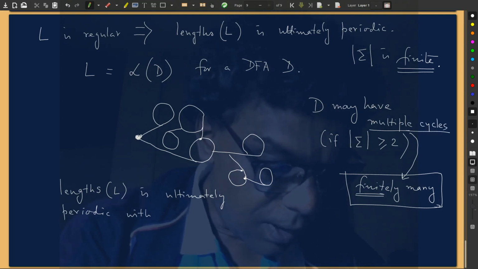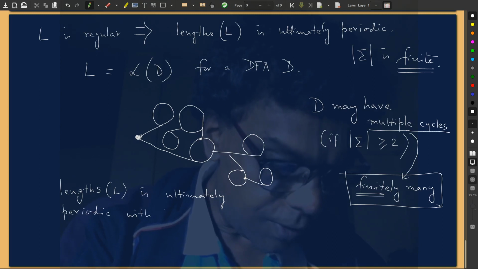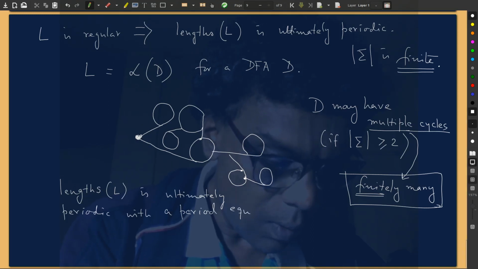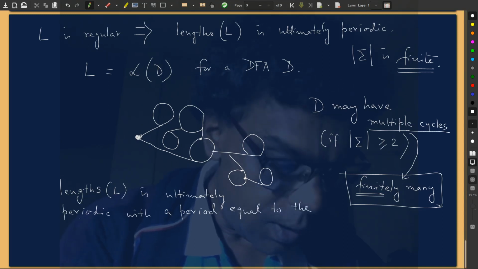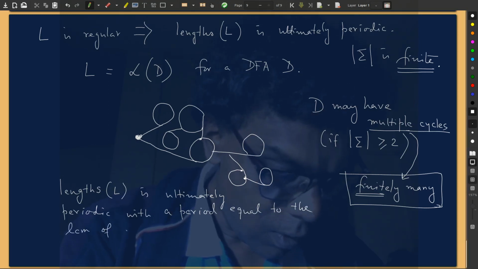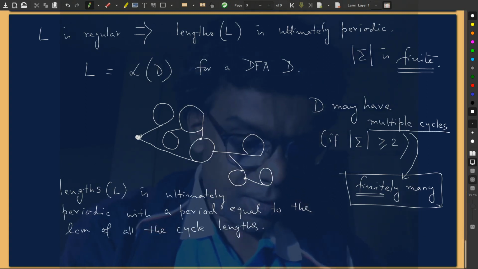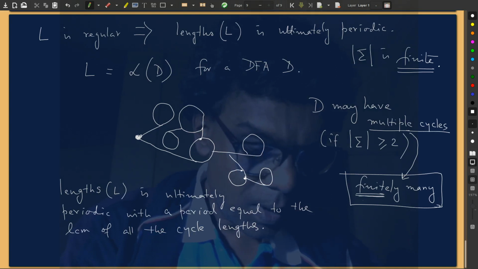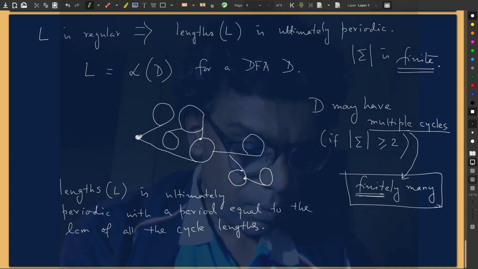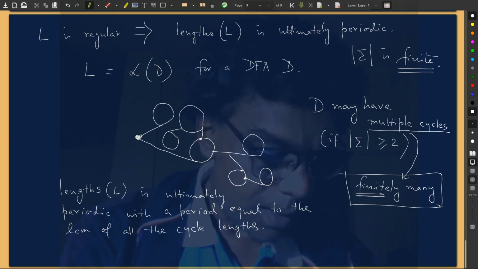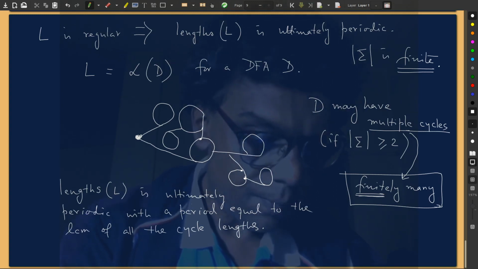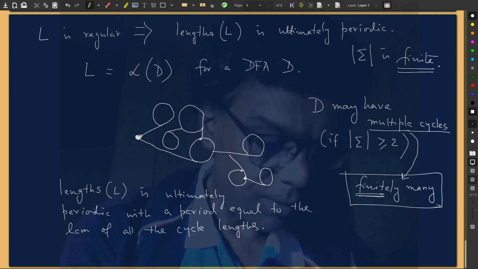Length of L is ultimately periodic with a period equal to the LCM of all the cycle lengths. Since there are finitely many cycles, and I take an LCM of all these finitely many positive integers, I still get a finite number, and therefore length of L will be ultimately periodic. So we just visualize that this is actually the case.